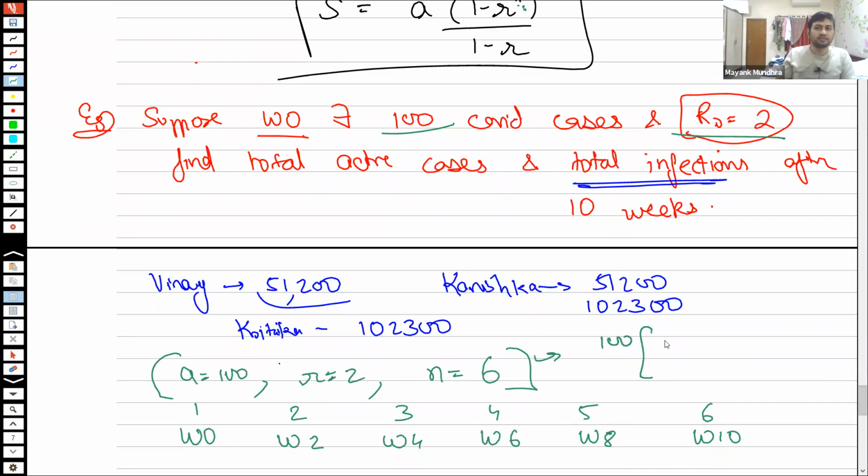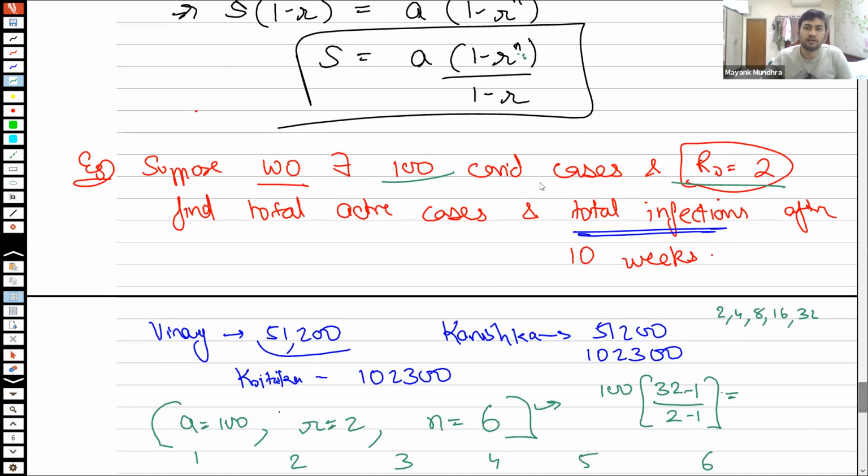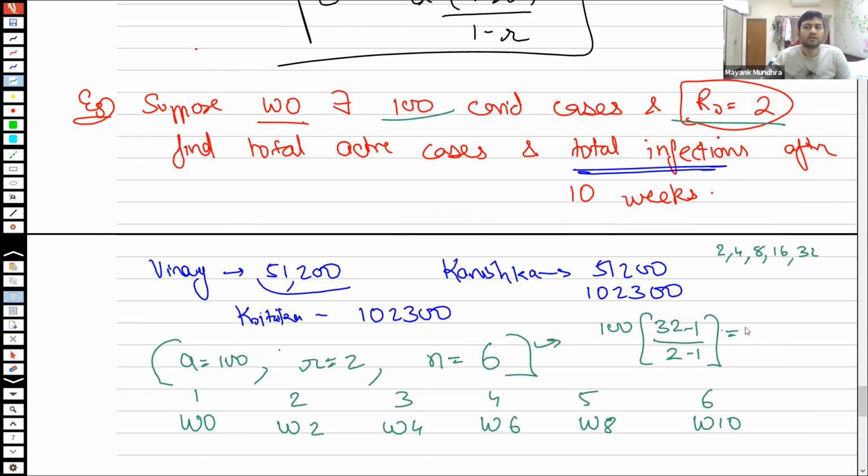So it will be 100 times R to the power 6. So it's 2, 4, 8, 16, 32, 64. So 64 minus 1 upon 2 minus 1. So that is 2, 4. No, wait, 32, fifth power, right? R to the power n minus 1. Sorry, R to the power n minus 1. So it would be 32. So it would be 32 minus 1, right? Or 1 minus 32 by 1 minus 2. So you can make it whatever you want. So this should be equal to 3100.